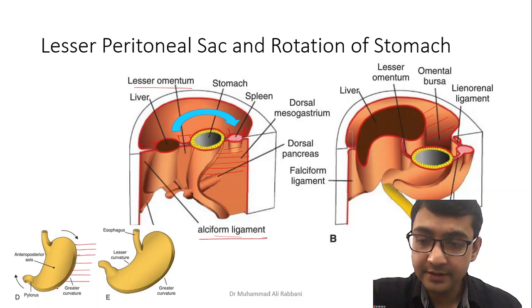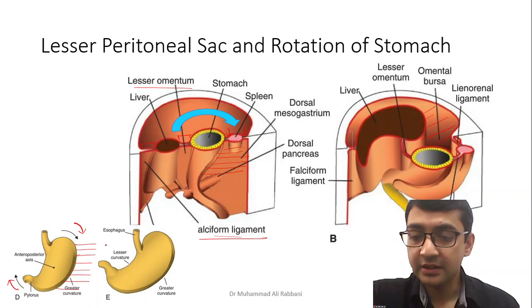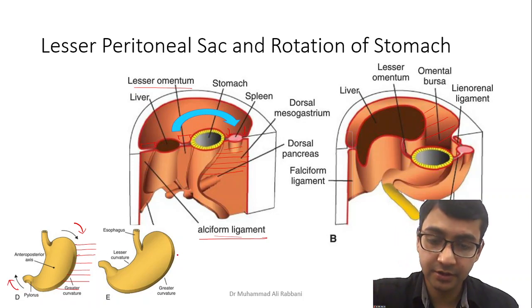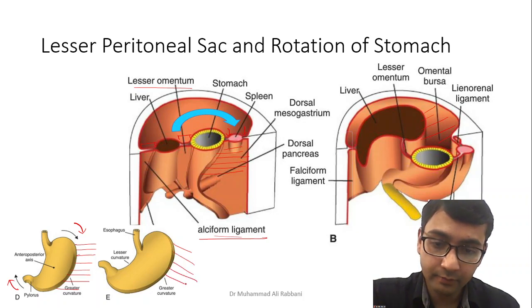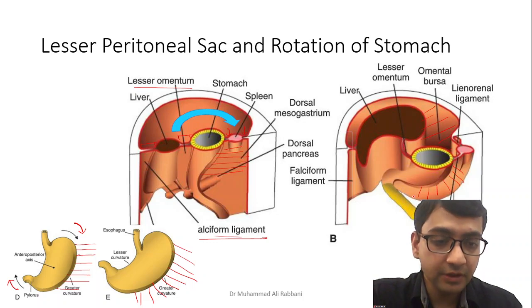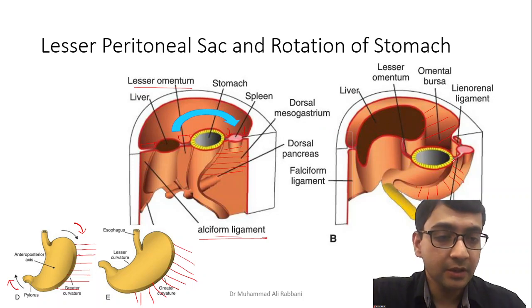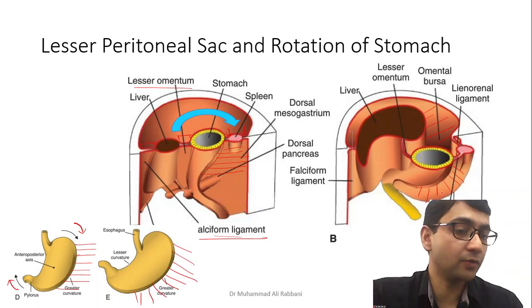When it rotates, the upper end goes down, the lower end goes up. The direction of these fibers also changes. The fibers become like this. So this lesser sac not only expands sideways due to this change of fibers, but due to the rotation of the stomach, it now has the ability to extend downwards.